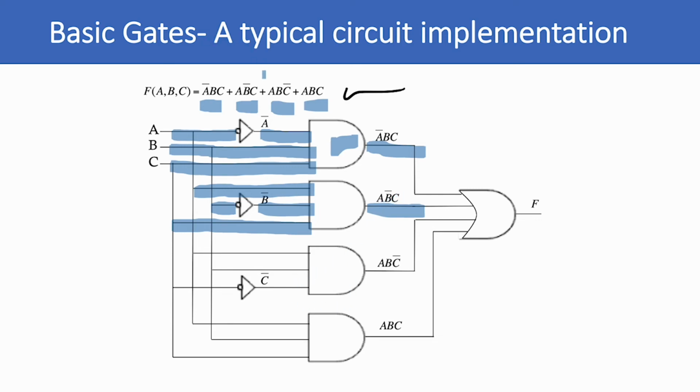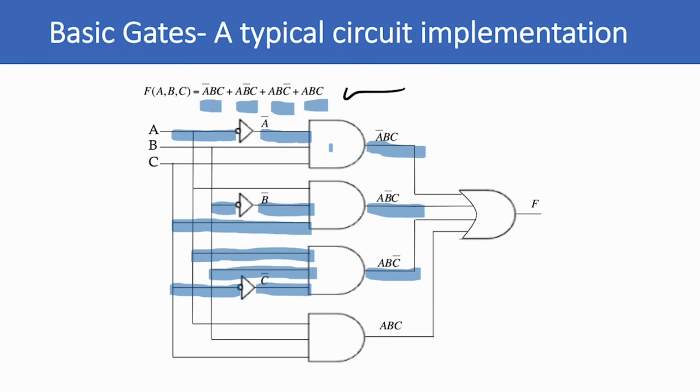Let's look at the third one, which is A, B, C bar. So we have A right here, and then we have B right here. That connects to the B. And then we have C inverted to make it C bar. So then we have the output as A, B, C bar. So for the final one, we have plus A B C. So here's A.